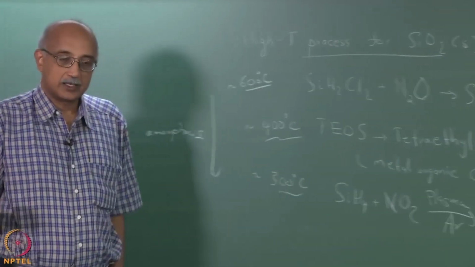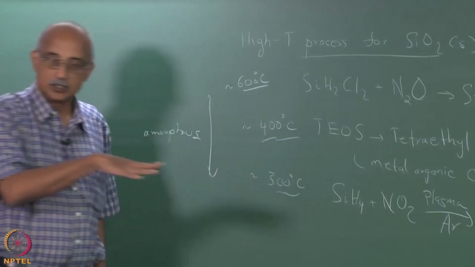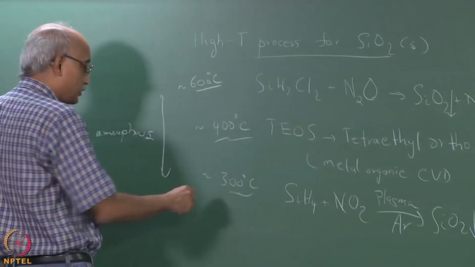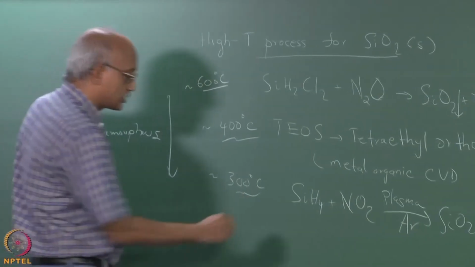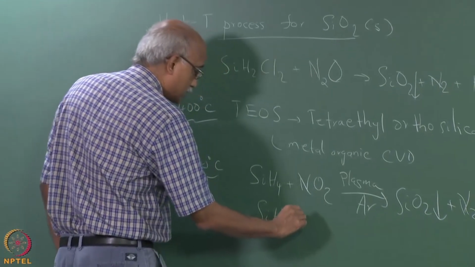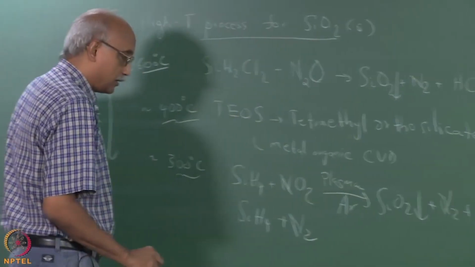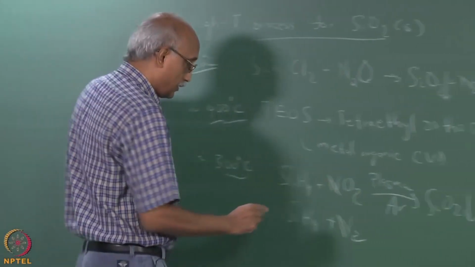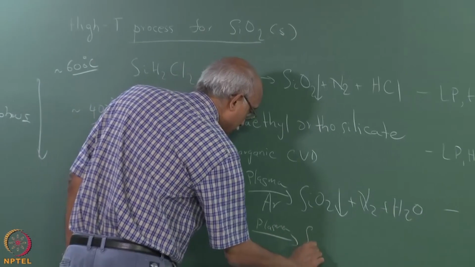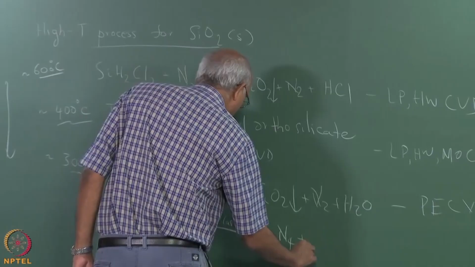By the way, if you want to make Si3N4, again there are processes available at the various temperature ranges, but one of the processes that is widely used runs again at very low temperatures and typically involves SiH4 plus nitrogen, or it could also be NH3 again under plasma conditions to make Si3N4 plus NH3.